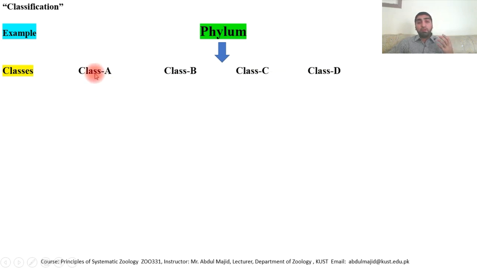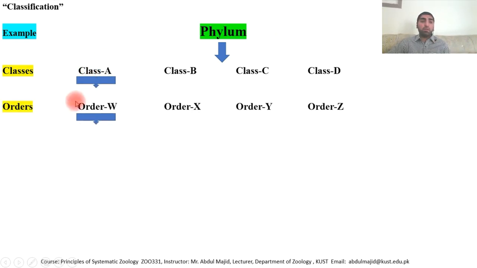Okay, then we divide the classes into orders, because a class is again a very huge group, a very large, very diverse group. So we divide this group into subordinate groups. For example, class A is divided into... so now forget about classes B, C and D. We are talking about class A.